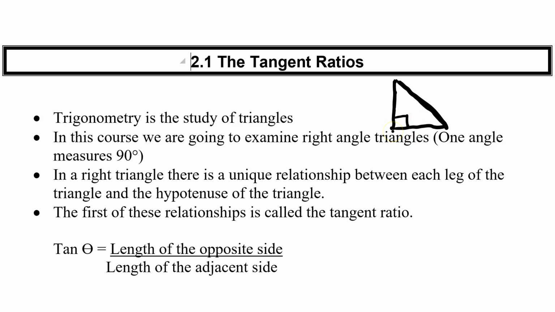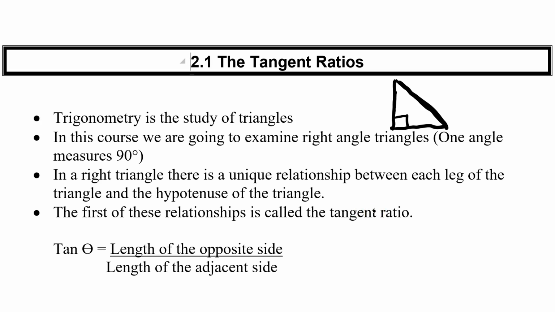We can use the tangent ratio in order to solve. In a right angle triangle, or any triangle for that matter, there's a unique relationship between the legs and the hypotenuse. Now you may remember from grade 9 that the hypotenuse of a triangle is the longest one. So we've got two legs, 1, 2, and our longest side is called our hypotenuse. There are actually three relationships we're going to look at. The first one is called the tangent ratio.